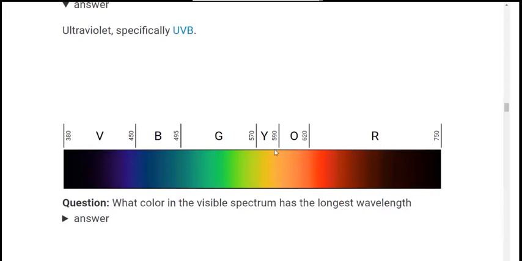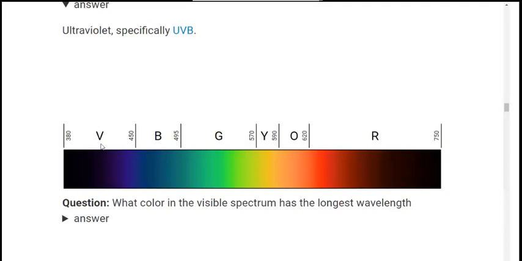You have to answer that. So when you move from violet to red, wavelengths go on increasing and frequency goes on decreasing. So in the spectrum of light, red has the longest wavelength. You see here, V for violet, B for blue, G for green, Y for yellow, O for orange, and R for red. And here indigo has been left out because indigo and violet both have almost approximately the same wavelength.